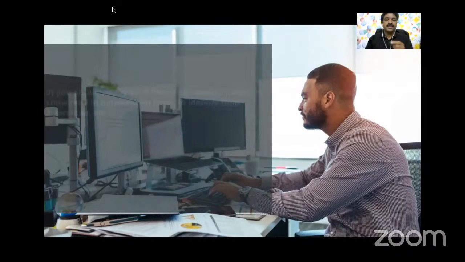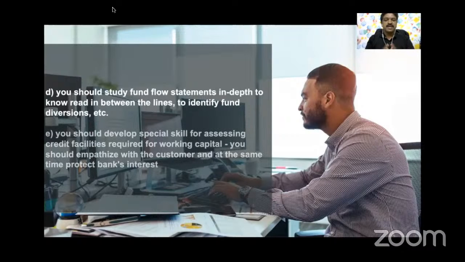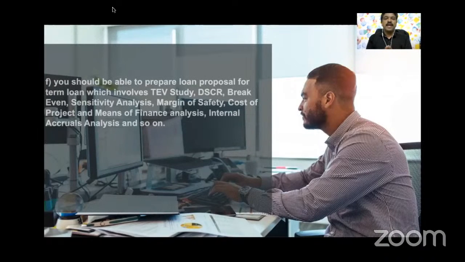Then you should also study their fund flow statement in depth, and again read between the lines, to identify whether any fund diversion has taken place. Then you should develop special skill for assessing the working capital requirement of the borrower. Here you have to empathize with the borrower, but at the same time you should also protect the bank's interest. Next, you should be able to put up a comprehensive loan proposal if a borrower comes for a term loan for putting up a project, because this requires a viability study. You have to look into their repayment capacity, DSCR, FIRE, break even, sensitivity, and so on.